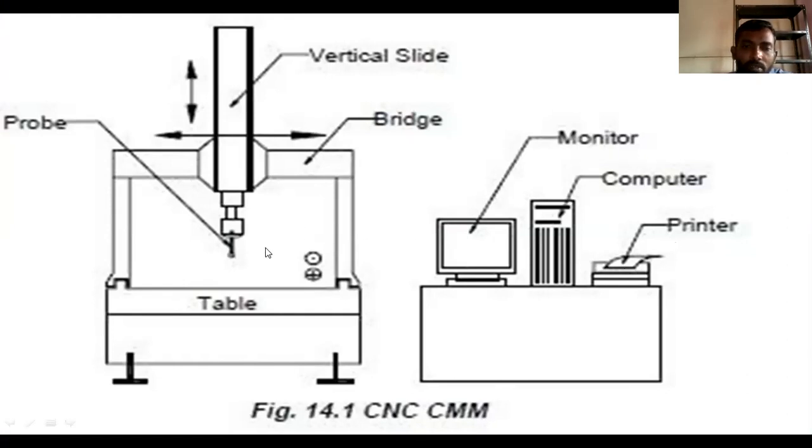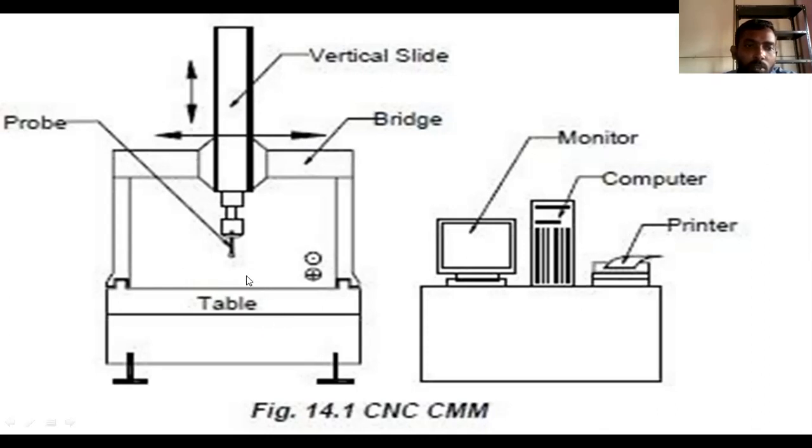Step by step, after showing the result, it is sent to the monitor, to the computer, and to the printer. The printer will print the quality of the object. This is the working procedure. Here there is a vertical slide, and the slide moves forward and backward. The bridge supports the vertical slide. There is a probe and the table.